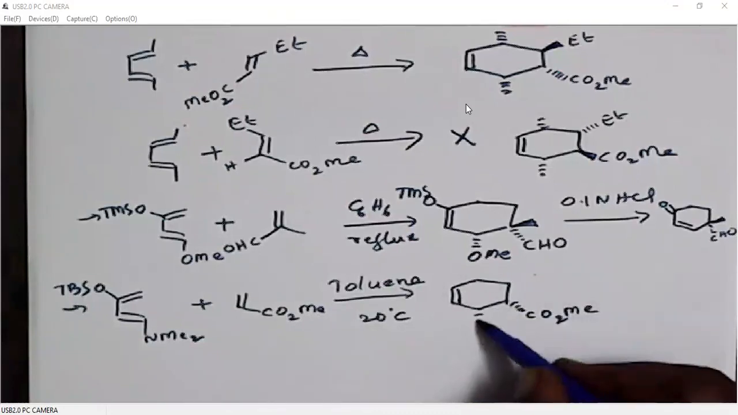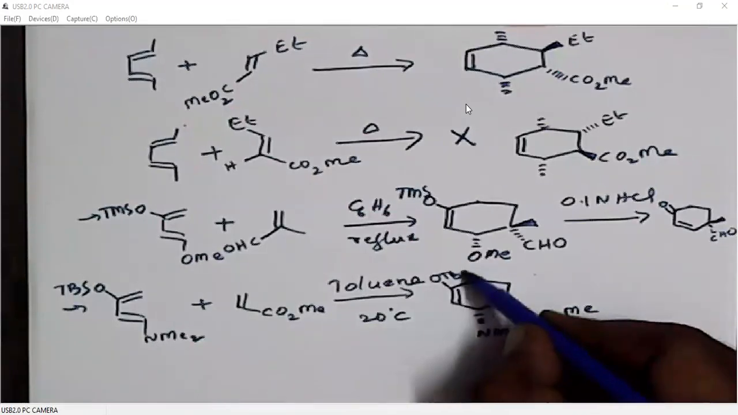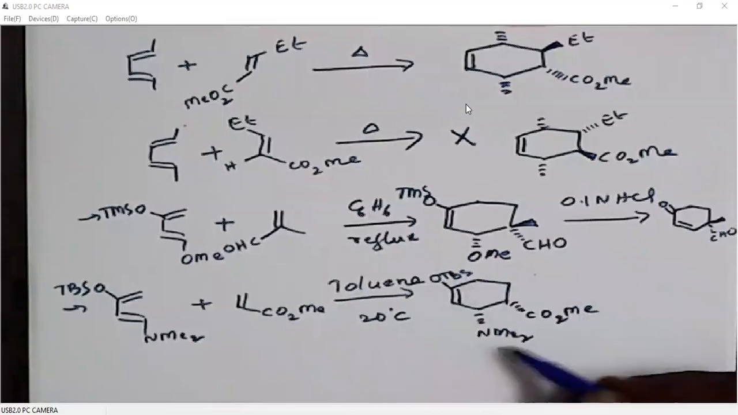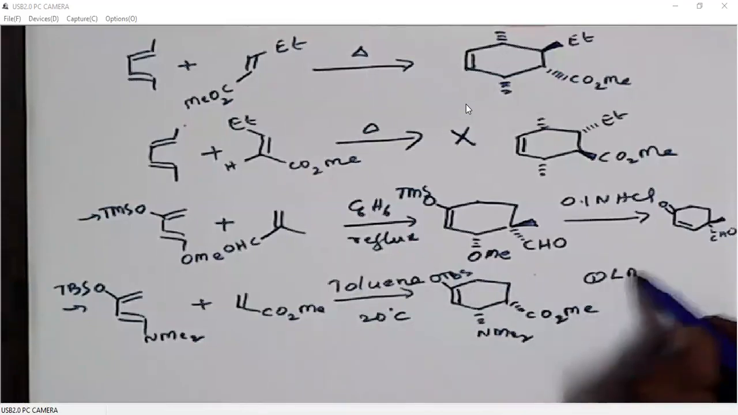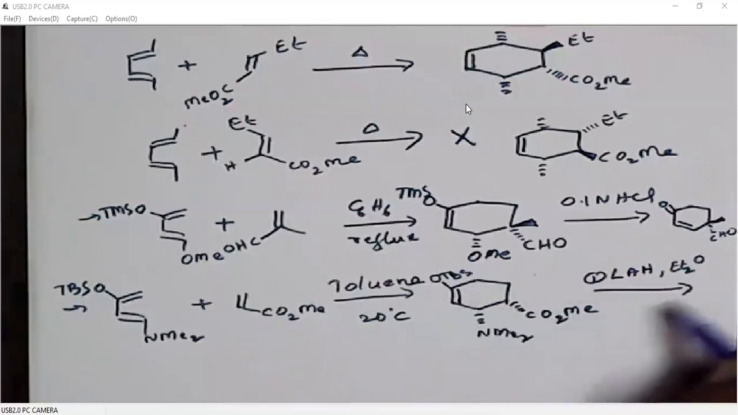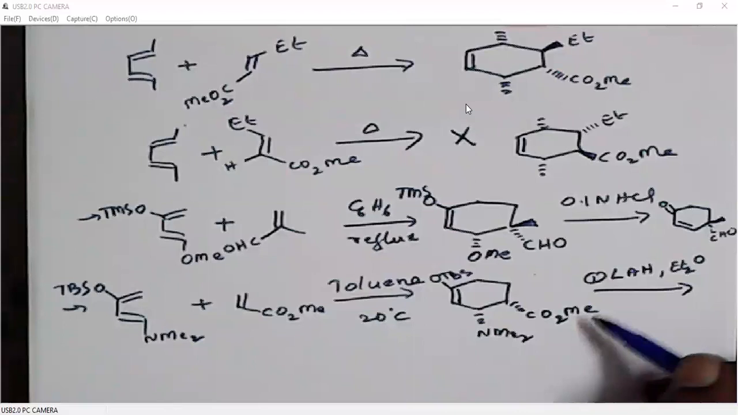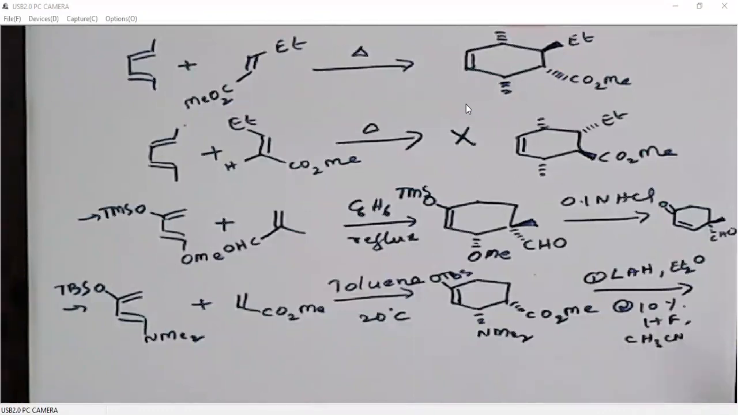Of course, this NMe2 will be below the plane, and this is OTBS, right? So this can also be further converted using LAH reduction, followed by 10% HF in acetonitrile. So what will be the product here?